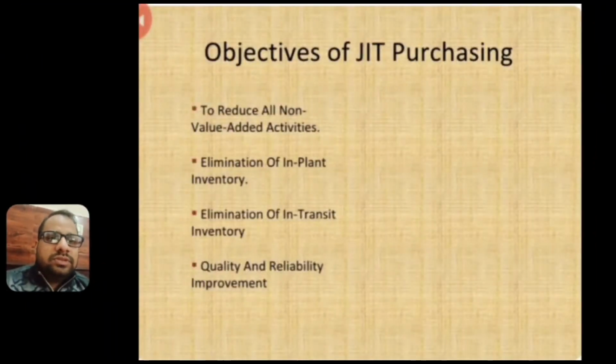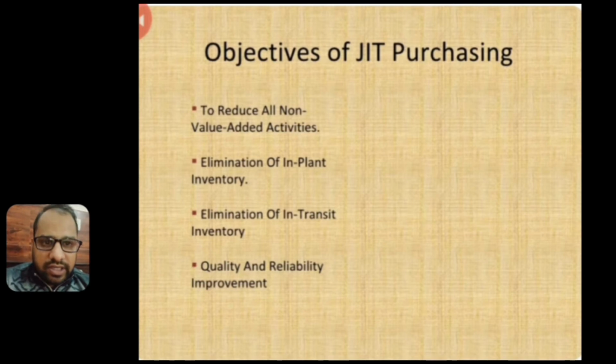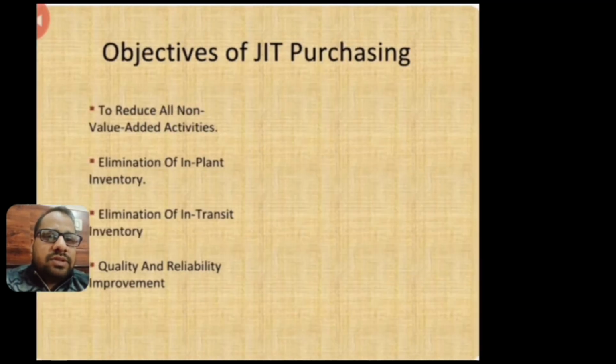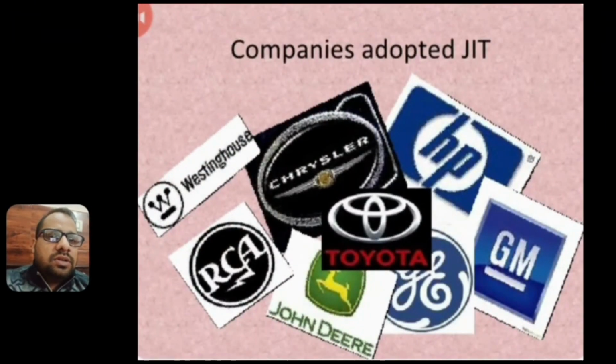Objective of JIT: to reduce all non-value added activities, elimination of in-plant inventory, elimination of in-transit inventory, quality and reliability improvement. That means improving quality, making reliable products, removing inventory, and removing non-value added services or activities.